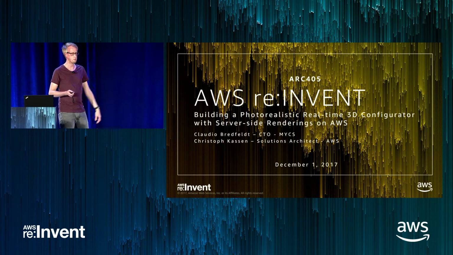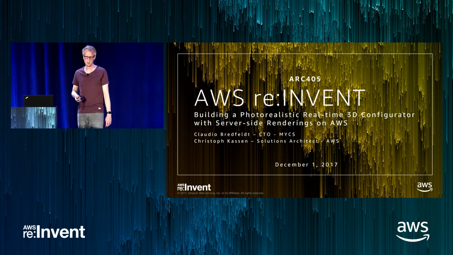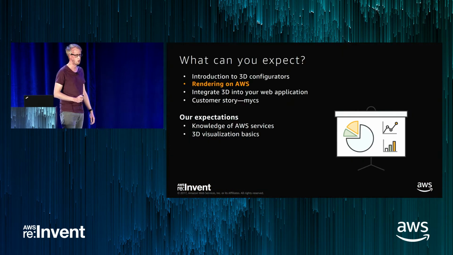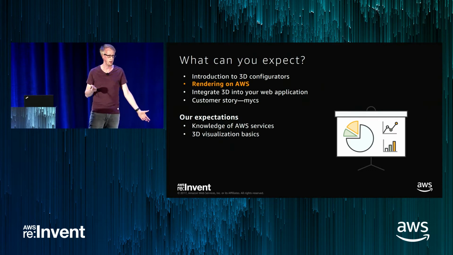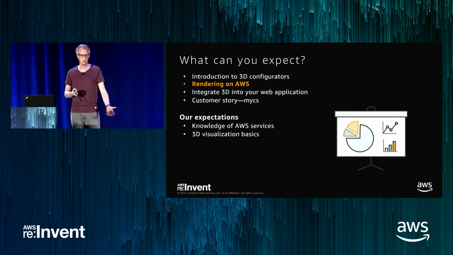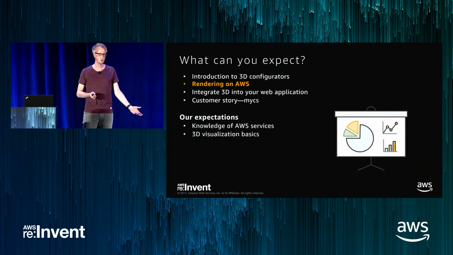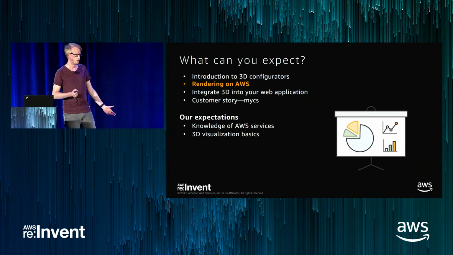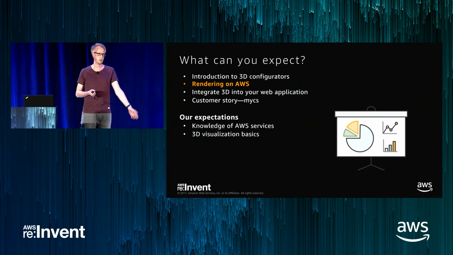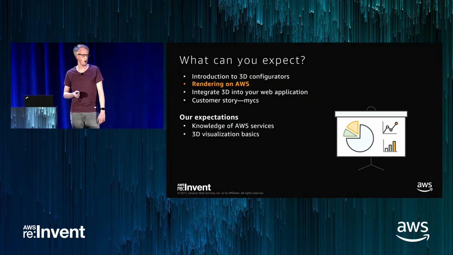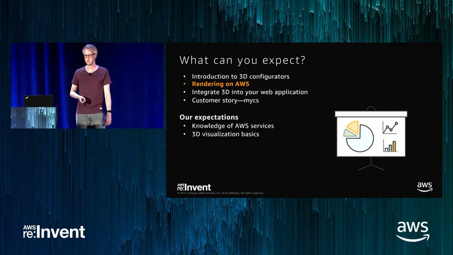So I'm Christoph Kassen. I'm a solutions architect with AWS. And this is Claudio. He's from MUX. And we're going to talk about 3D configurators. So we'll share what a 3D configurator is anyway, and what kind of technology you can use to build such a thing. Then we're going to talk about how you can put this on top of AWS instances. And then we'll share some architecture diagrams for you, how you integrate this into your existing architecture.